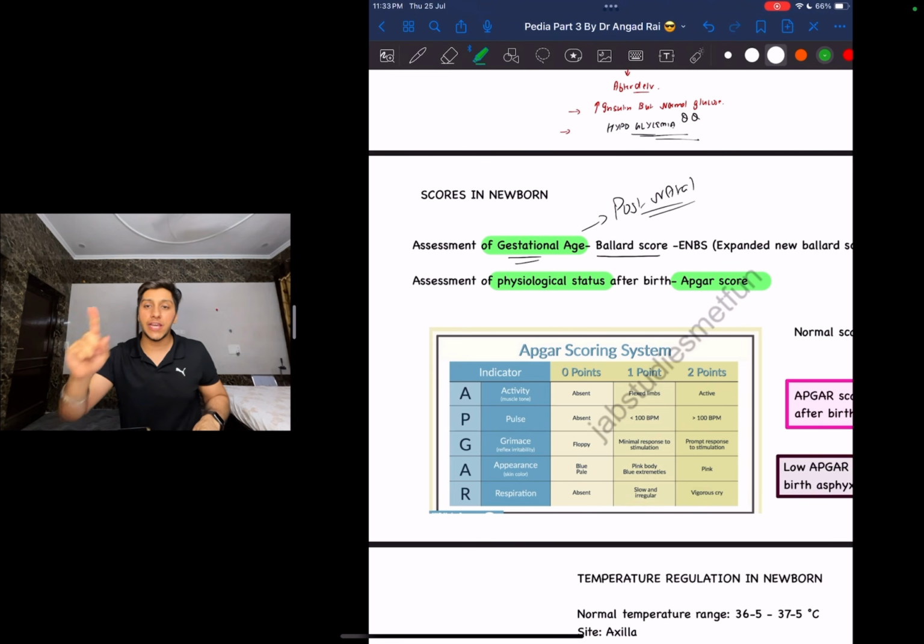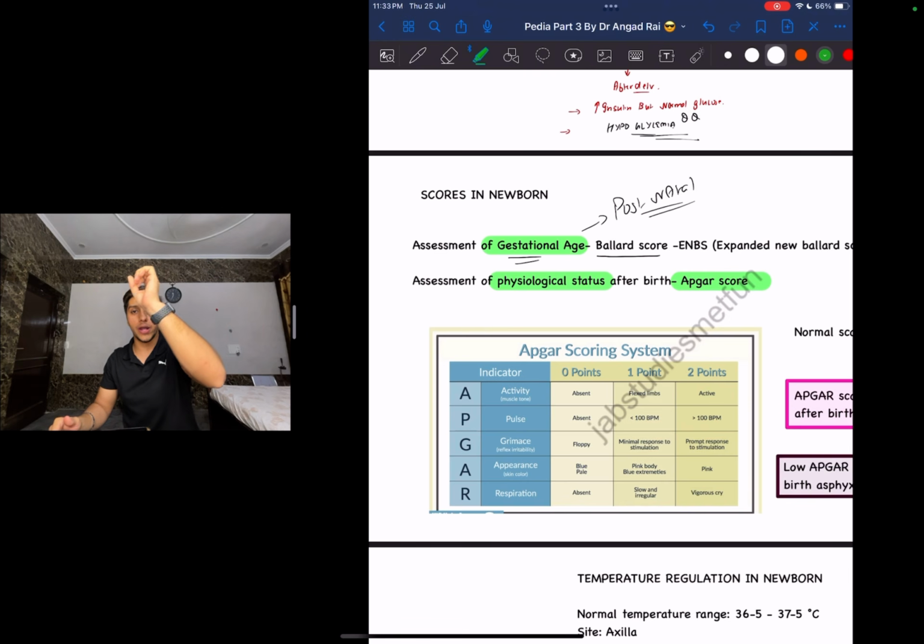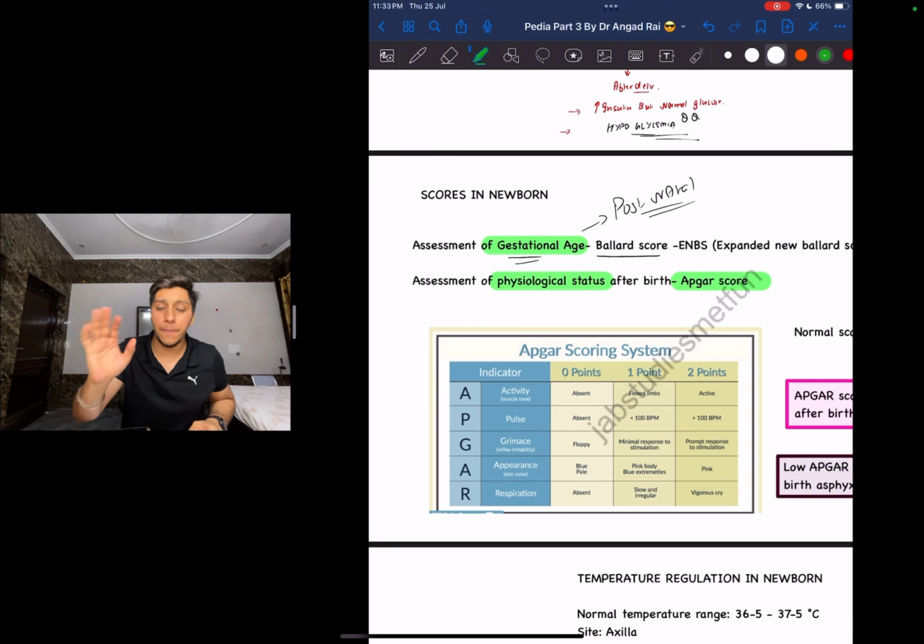Alright, so the first A is appearance. Appearance, you have to score. Now see, all of this, A, P, G, A, R, they are going to be scored 0, 1 and 2. What you have to see is 0 is the very worst condition, 2 is good, and 1 is in the middle. Alright, so let's start first with appearance.